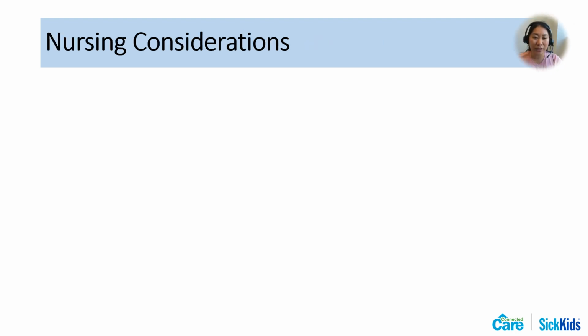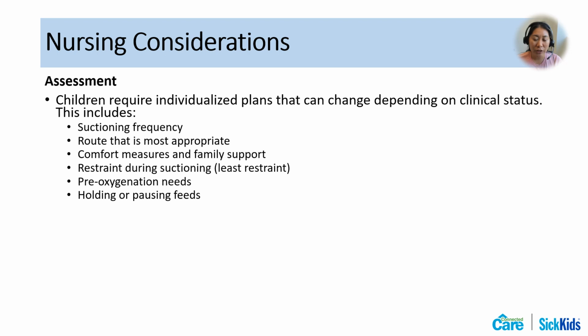Some nursing considerations. Assess each patient to know how their clinical status will affect their suctioning needs. Based on your assessment and their care plan, you should know the patient's suctioning frequency, the route that's most appropriate for them, comfort measures that will make it a less stressful experience for the patient, restraints, and if so, what is the least amount of restraint that can be used, does this patient need pre-oxygenation before suctioning, and also if they're running a feed, pause it to avoid the risk of aspiration.